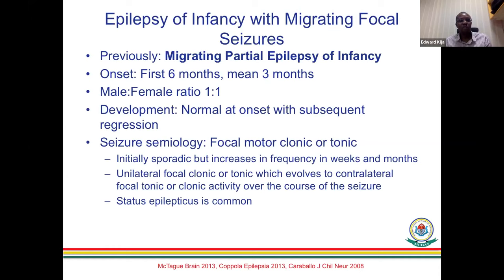Initially, it tends to be sporadic, but it increases in frequency over weeks and months. It may present with a unilateral focal clonic or tonic seizure, which eventually evolves into the contralateral side with focal tonic or clonic activity. This usually happens during the course of the seizure. Presentation with status epilepticus is quite common with this condition.